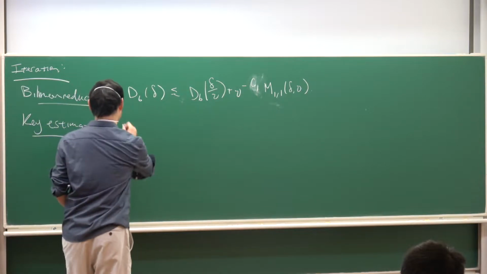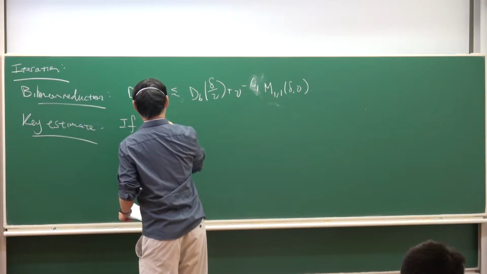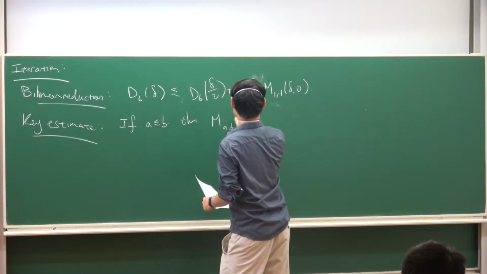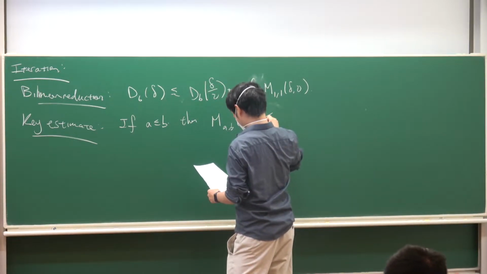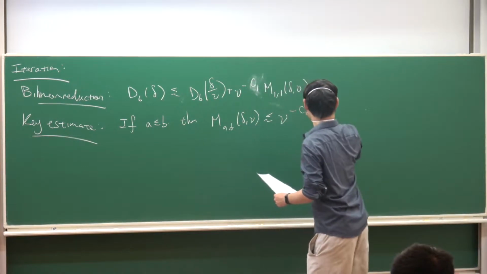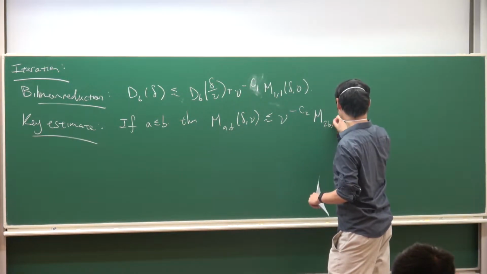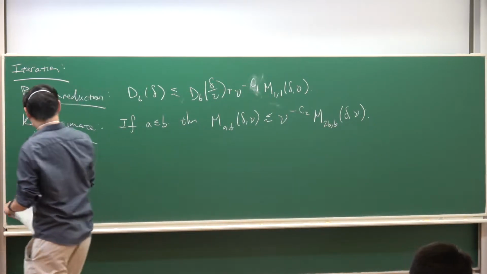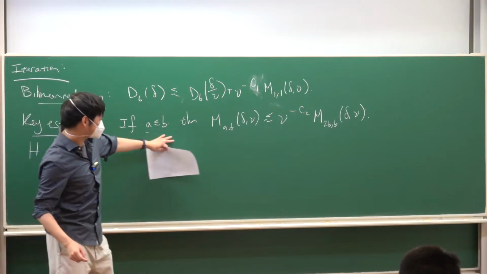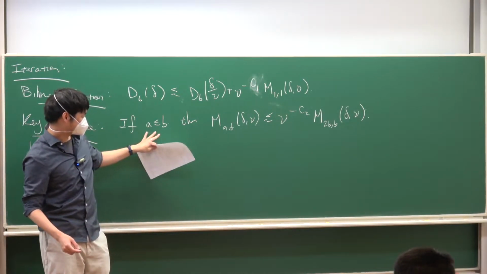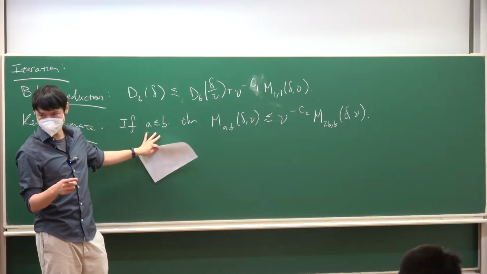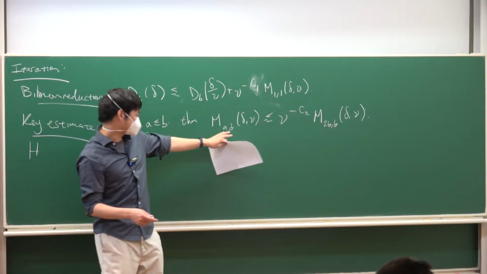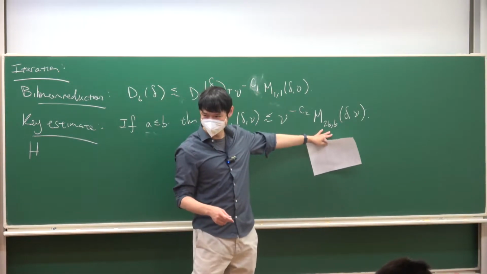It said that if A is less than or equal to B, then M_AB(δ, ν) is bounded by ν to the minus C2 M_2BB. Okay. And then we had Hölder. So here, you can think of the easiest, hardest case when A equals B, and that'll be most of the times when we use it. This basically says BB goes up to 2BB.